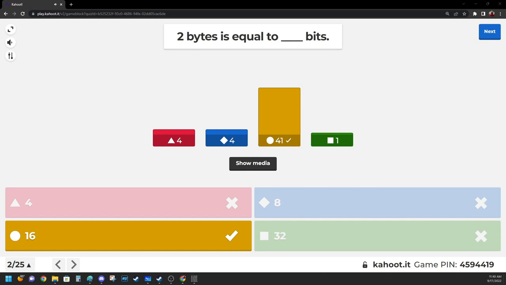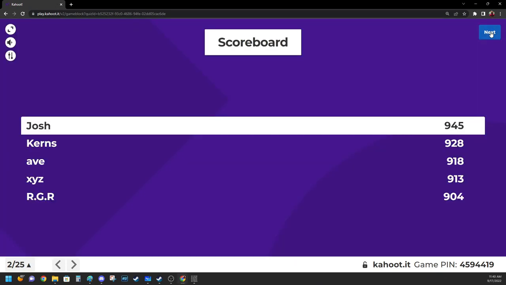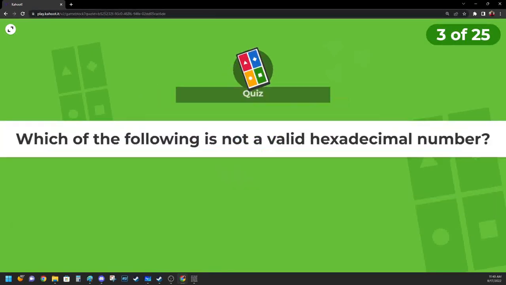All right. One byte is equal to 8 bits. So 2 bytes is 16 bits. Very good. Friendly reminder, a bit is a single binary number. Question 3 of 25.